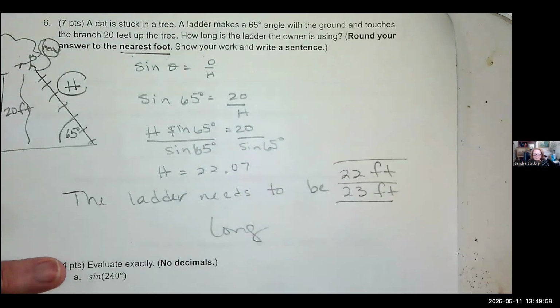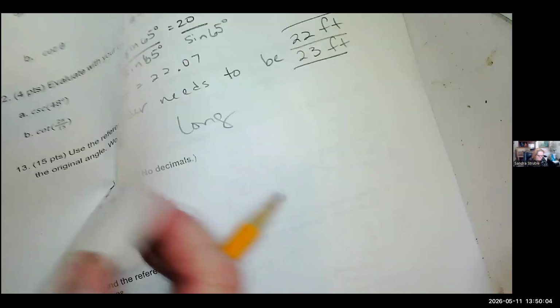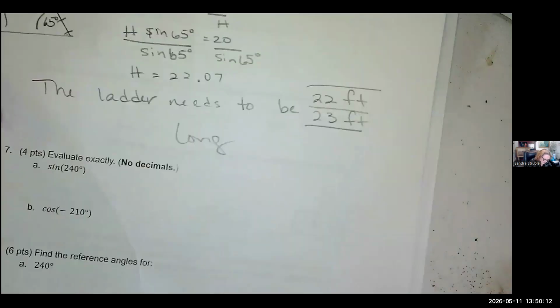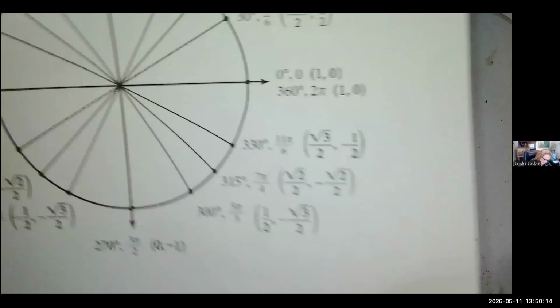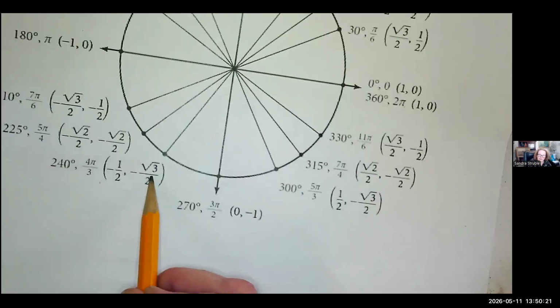Next one is evaluate exactly with no decimals. Where's my unit circle? So 240 degrees, my unit circle is right there. And sine of 240 is my y value. So negative square root of 3 over 2.